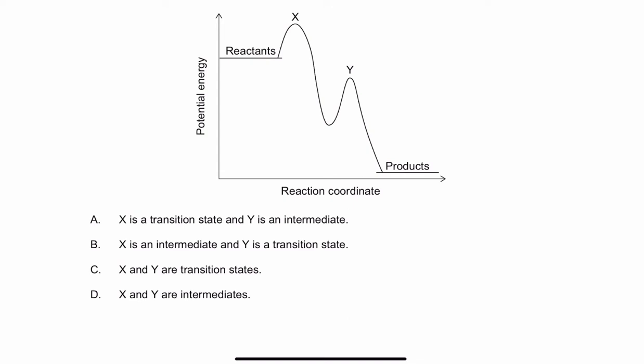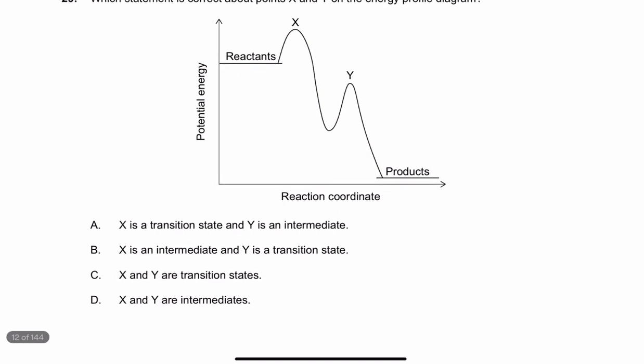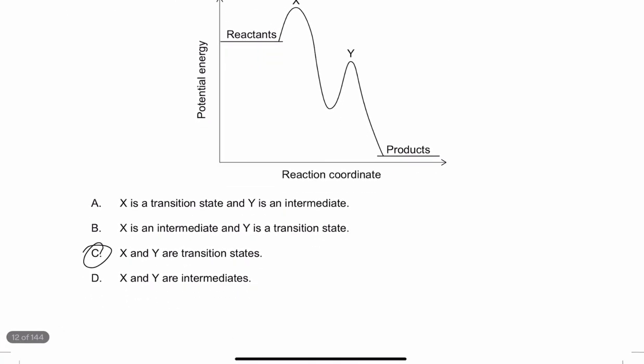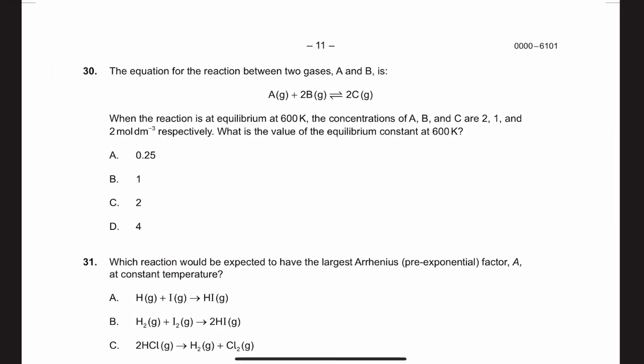X and Y are both transition states. This is how they look, that's how transition states look. Yeah, not really an explanation I can give. This is just, they are transition states. So yeah, nice. 30. The equation for reaction between two gases A and B is A plus 2B forms C.